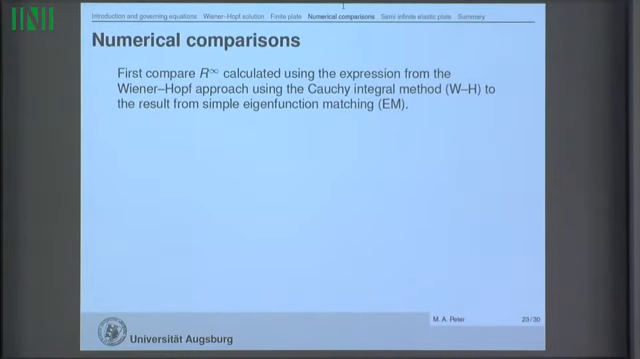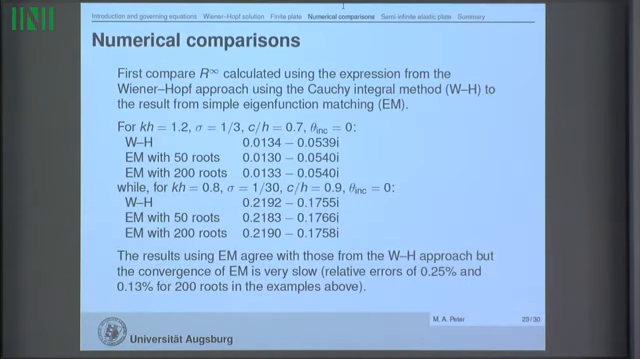Right, so let's look at some numerics. First thing we do is we compare the reflection coefficient for the semi-infinite plate, calculated using the expression from the Wiener-Hopf approach with the Cauchy Integral Method, to the results from simple eigenfunction matching. And I have some numbers here. It's not so exciting. What I just want to point out is that the convergence of the eigenfunction matching is rather slow. You need a lot of roots, and they're quite tedious to calculate.